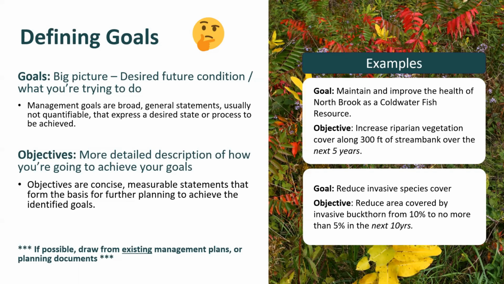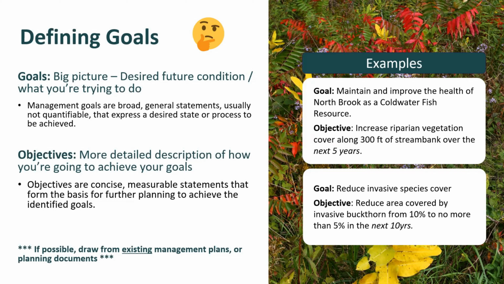So the big picture. Sometimes we think of this also as our desired future condition and what we're trying to do. Our management goals are broad general statements and are usually not quantifiable. They express a desired state or a process to be achieved and may include desired future ecosystem conditions, habitat characteristics, forest products, or other services. They are often not attainable in the short term, and they provide the context for more specific objectives. So these really are your big picture, your vision of what you're trying to do in your place.